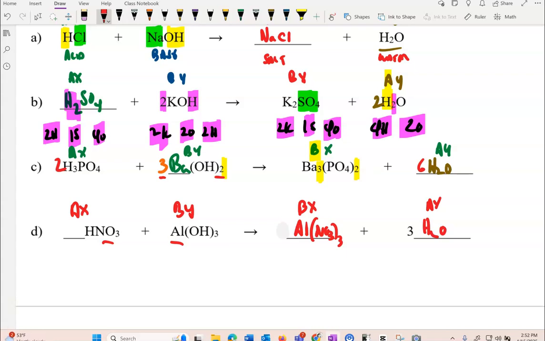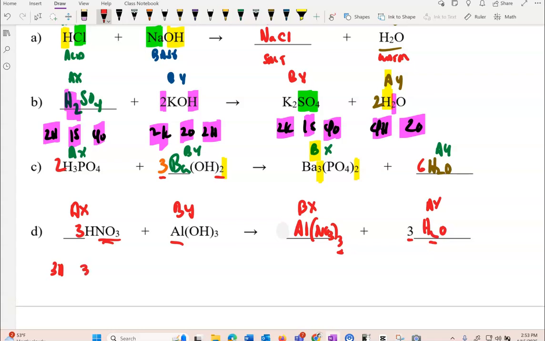So here's what I know. On this side of the equation, there are 6 hydrogens. Well, there's already 3 over here, so I'm going to put a 3 here. And that takes care of these nitrates because there happens to be a 3 here. And it looks like all the aluminum's balanced, so let's count them up.